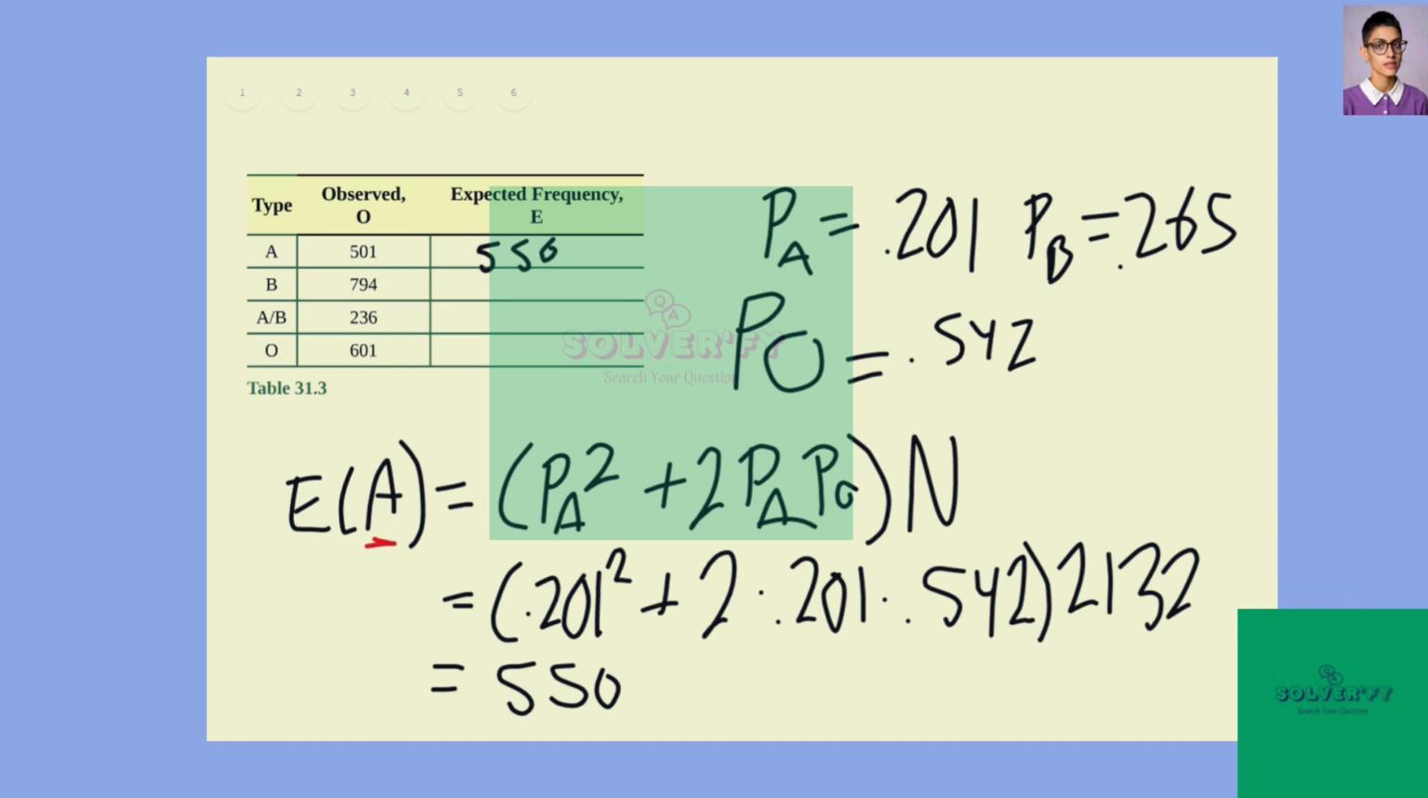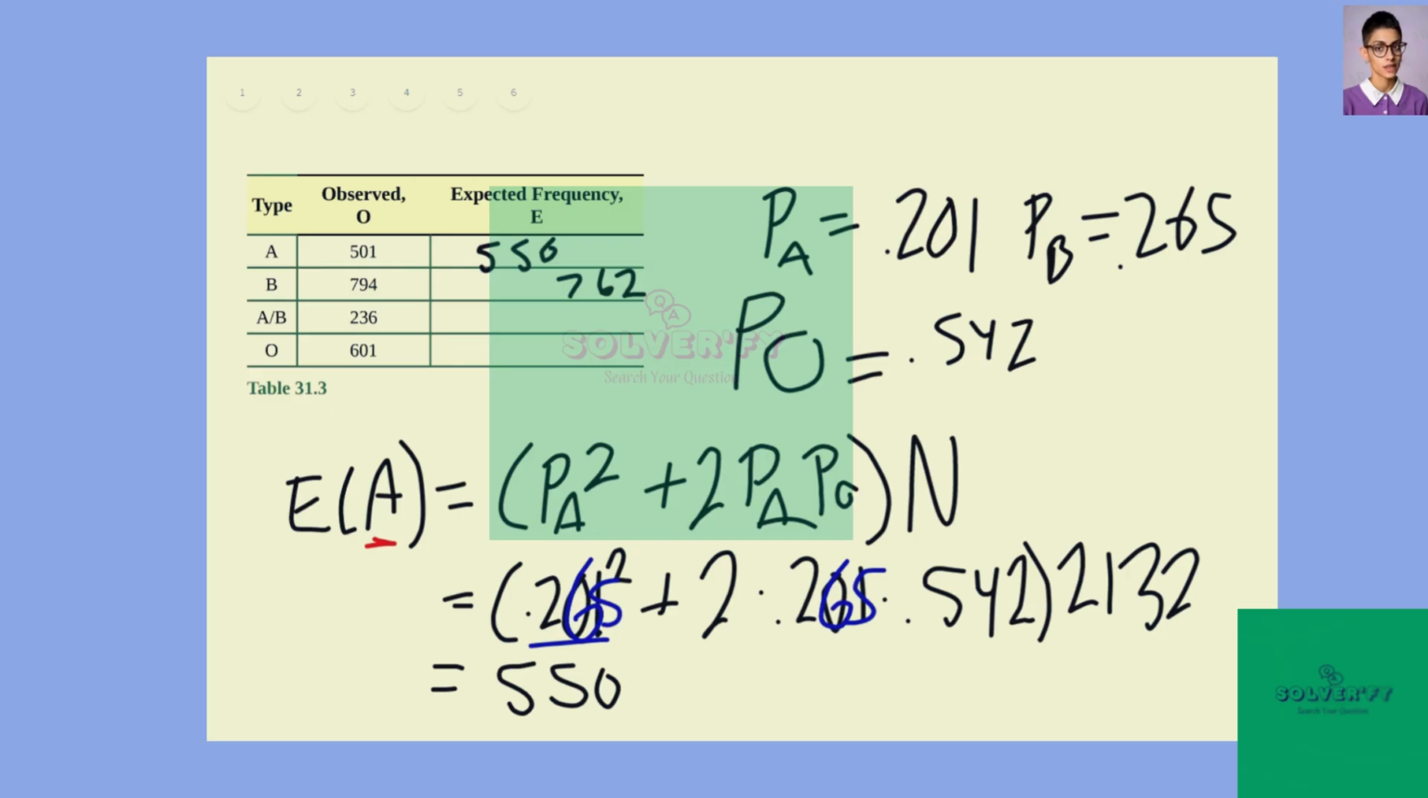And now part B is done the exact same way, except everywhere you see 0.201, we would write 0.265, and the same with here, 0.265. The resulting number is going to be 762.